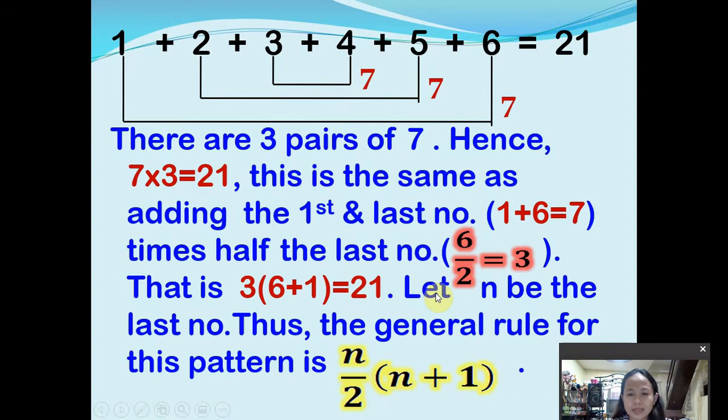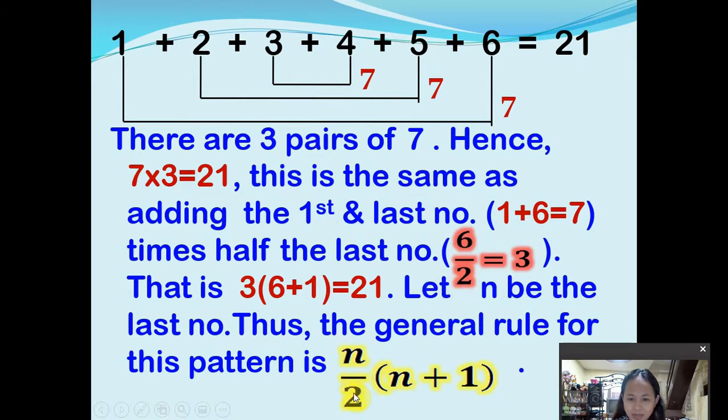So we will let n be the last number. Thus, the general rule for this pattern is n over 2, quantity n plus 1. So this n again will represent the last number. And then this 2, we got this from the statement here that we will have the last number, which is 6.